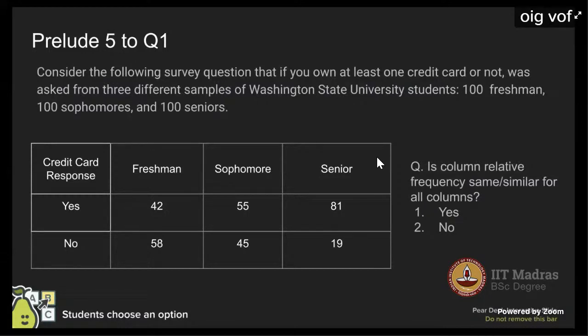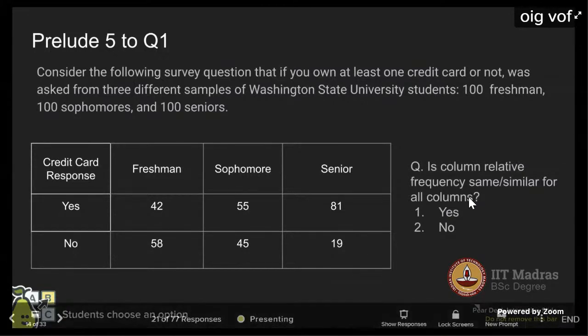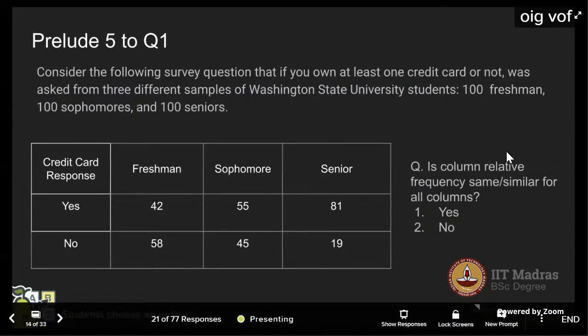There was no row total, sir. You have to calculate it yourself, like 42 plus 58 is 100. This one is also 100: 55 plus 45, and 81 plus 19 is also 100. So for the first entry of total, it would be 100 divided by 300. Sir, that's the column total, right? Yeah, but this is the row total, which is just the sum of these columns. Okay. I think this question won't take any time. If you know the row relative frequency, you know the column relative frequency also. Let me just set a 1 minute timer.